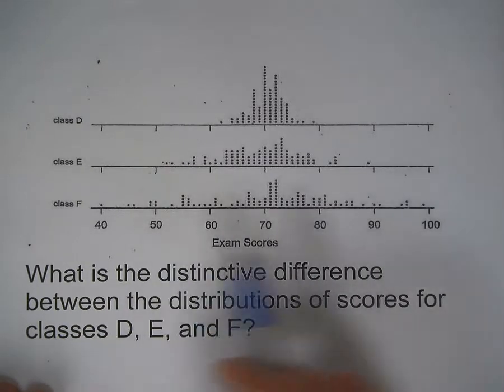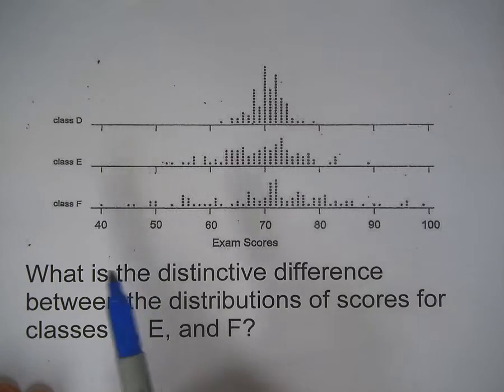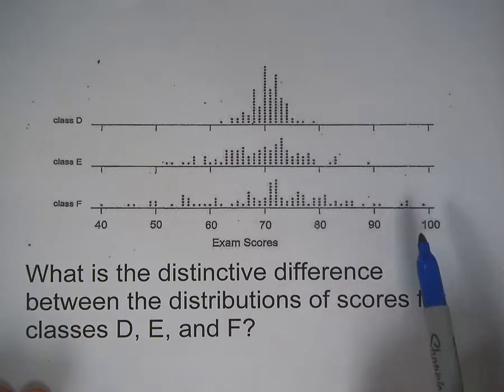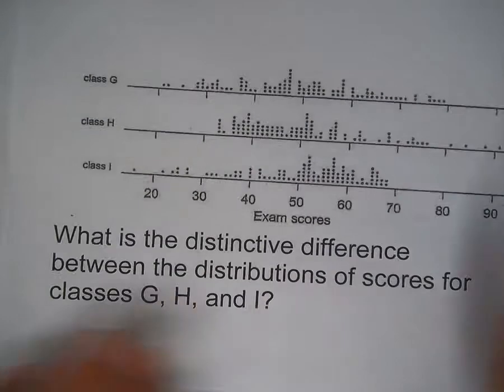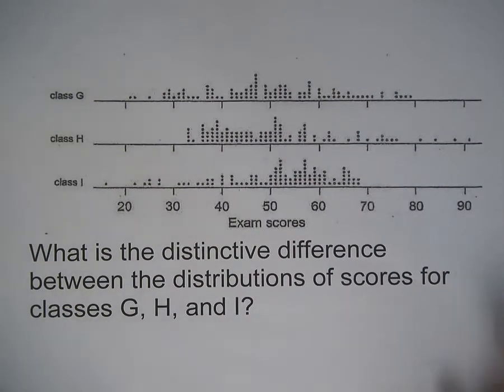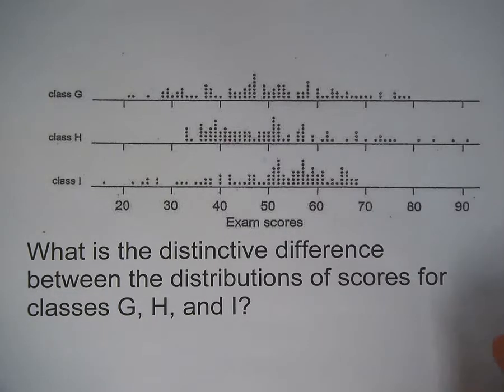So when you have high variability or high spread, the scores are a lot less predictable. But in this case, there is the possibility of getting a really good score. Okay, let's look at three more classes. So now we're looking at G, H, and I. What is the distinctive difference between the distributions of scores for classes G, H, and I?